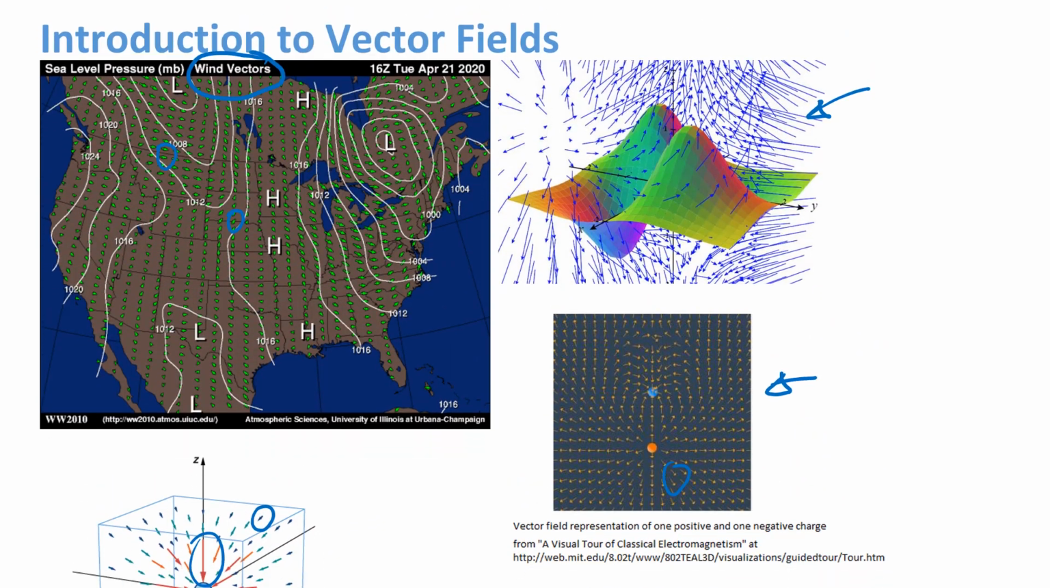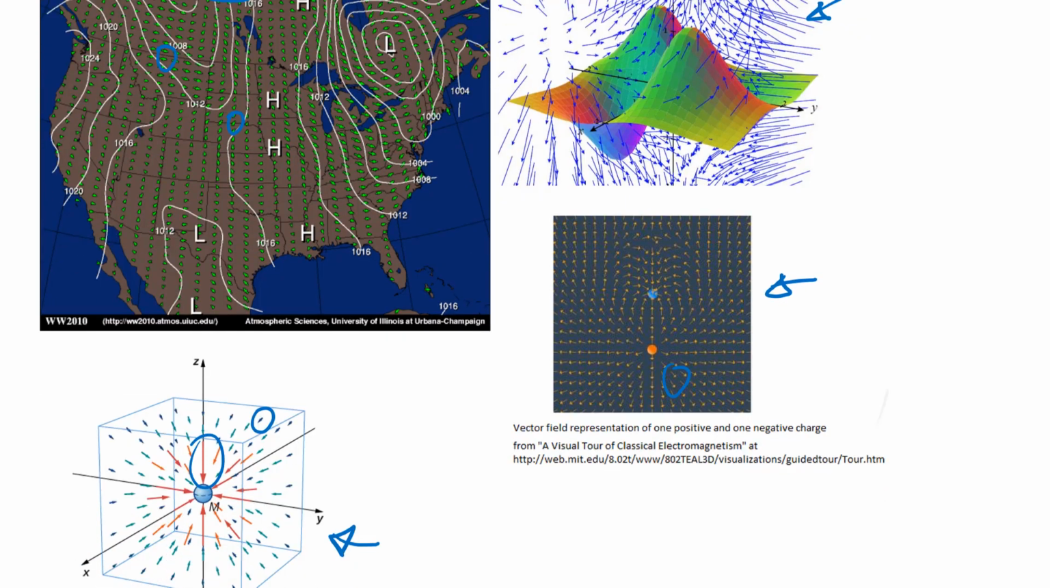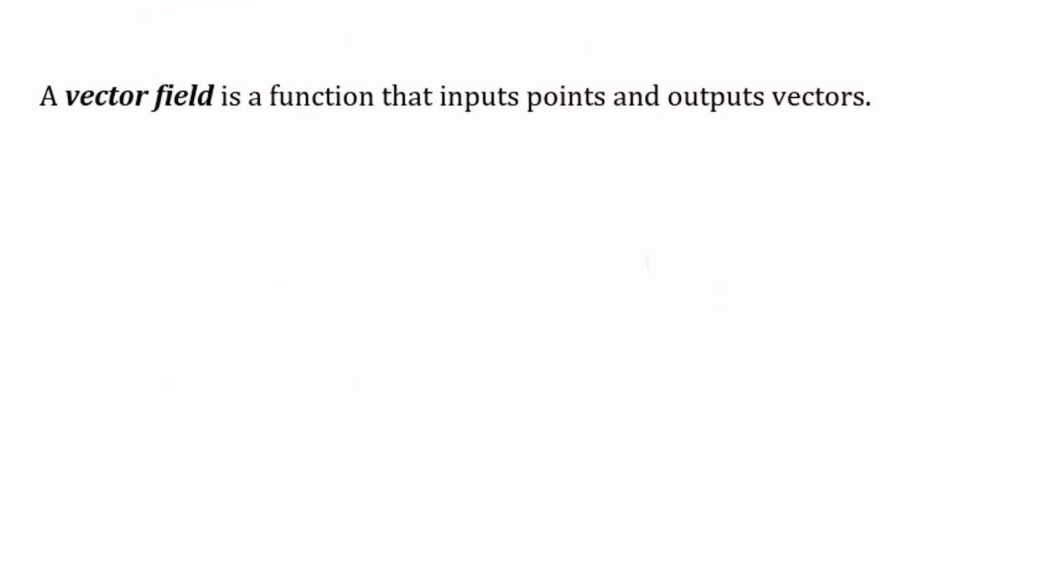But the basic idea here is that you've just got a lot of different vectors at a lot of different points. And so we're going to scroll up here and look at a definition that's going to be useful for some of what we're going to work with. A vector field is a function that inputs points and outputs vectors.